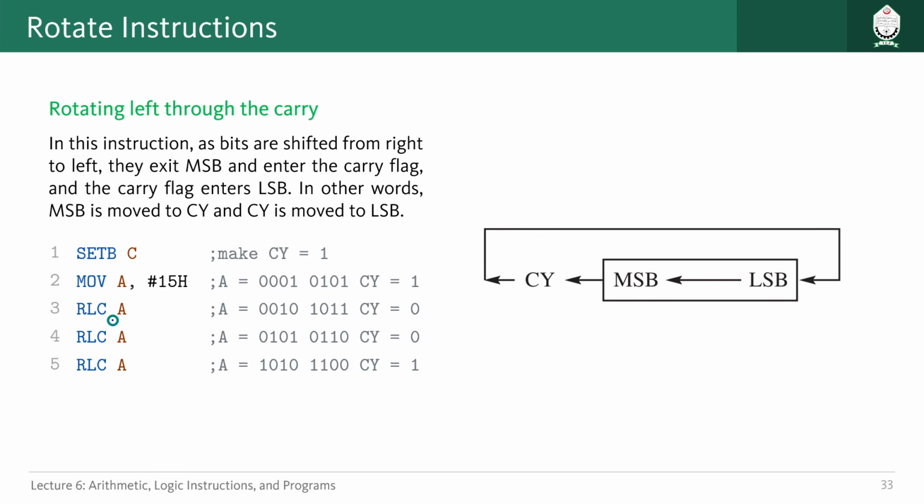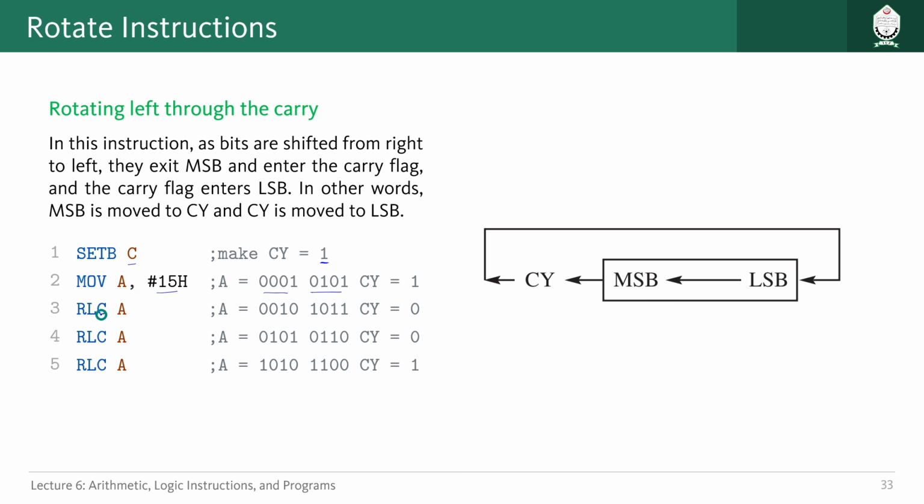Next one, RLC, rotating left through the carry. So just like RRC, but now the direction is left. So I hope you can understand. So carry, whatever value we have, will go to the LSB, but the most significant bit here will move to carry. In this way, everything rotates to the left through carry. Okay, so here you can see, first of all, we are setting the carry, which is making carry equal to 1. Then we are moving 15H to A. So this is the value 1 and 5.